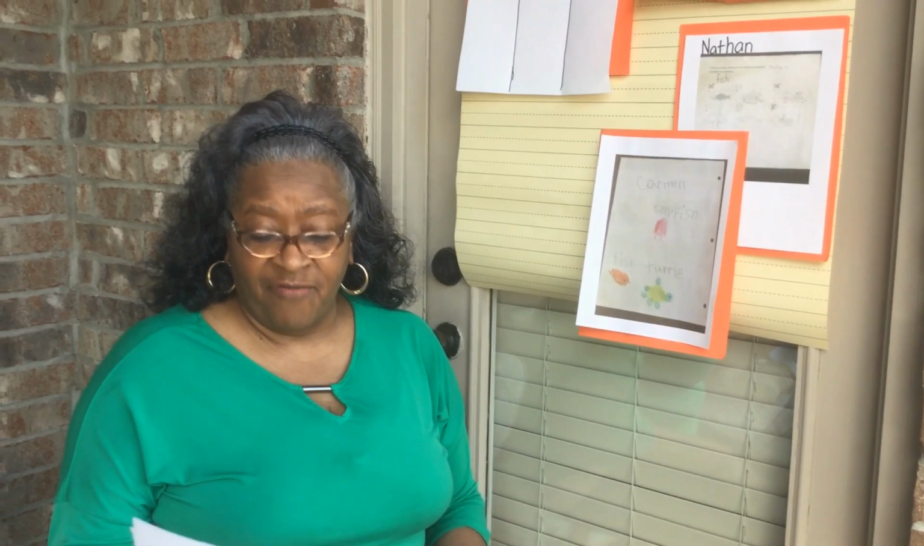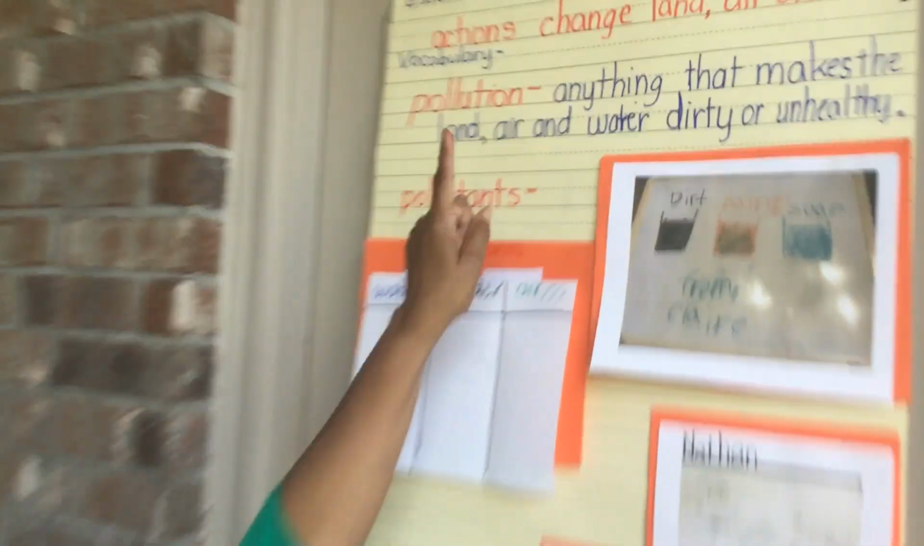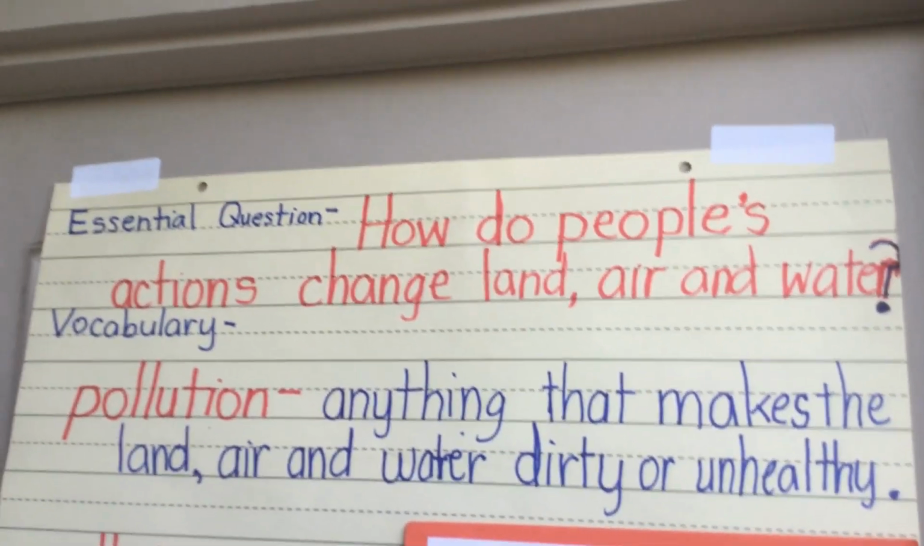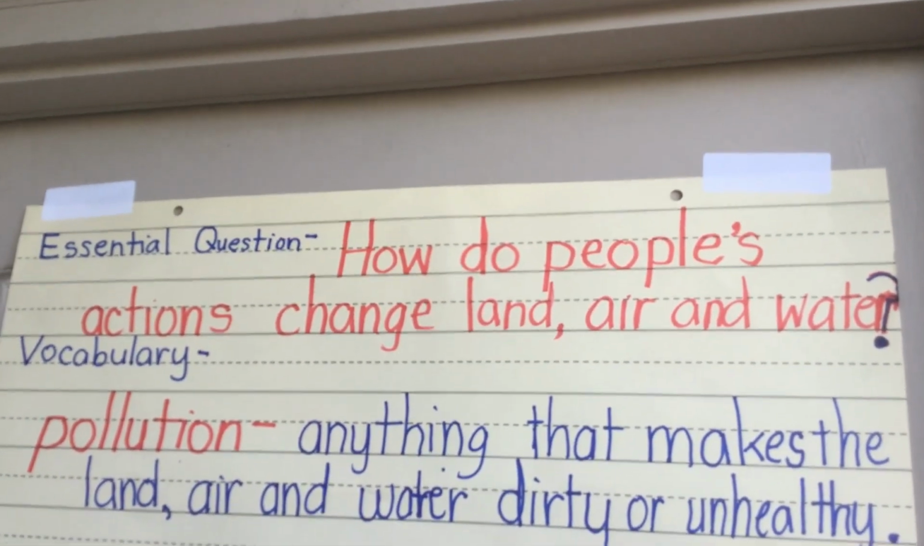Hello, boys and girls. We're back studying science. The title of our unit is Protect Our Earth. The land, air, and water is the subtitle of our first unit of study in this module. Our essential question is, how do people's actions change land, air, and water?